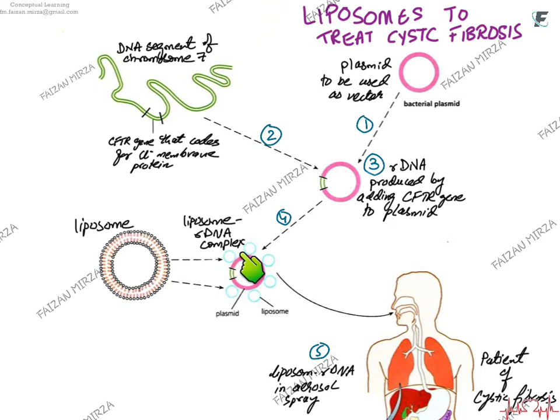the host cell. This liposome rDNA mixture is given as an aerosol spray to the patient. The aerosol spray goes to the respiratory tract of the individual who was suffering from cystic fibrosis, since the lungs could not get enough well lubricated mucus. When this liposome rDNA aerosol spray goes into the lungs, the patient will get a lot of benefit from it.